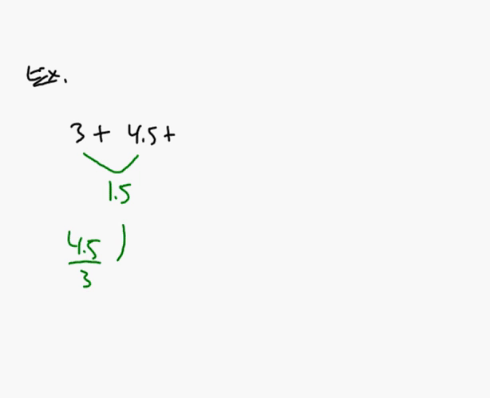Suppose we had 3 plus 4.5 plus... You should pause for a minute and try to figure out, hey, what would have come next? If we think about that, to go from 3 to 4.5, we must have multiplied by 1.5. You can get that by dividing the numbers if you like. Okay? So that's going to be a common ratio. We're going to multiply by 1.5 every time.